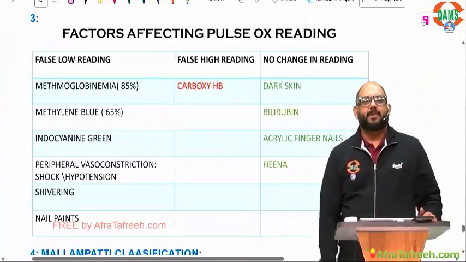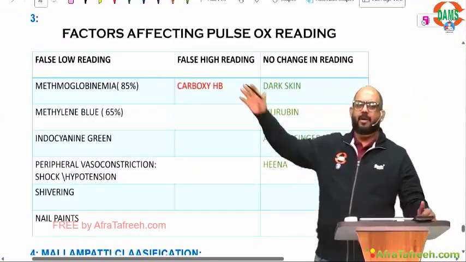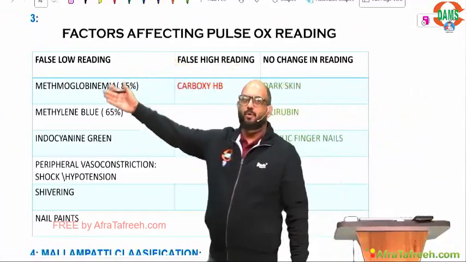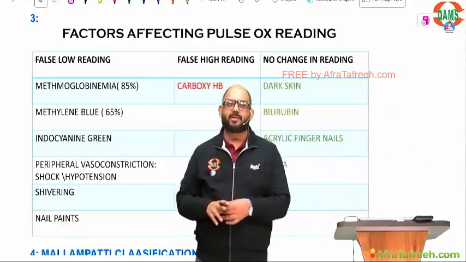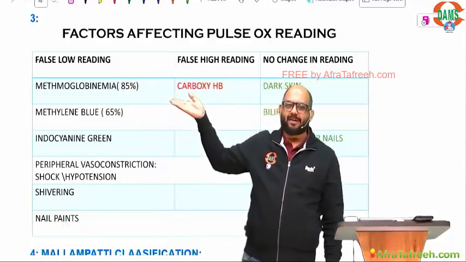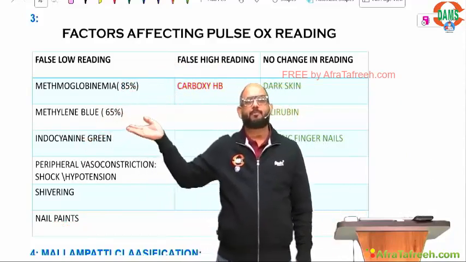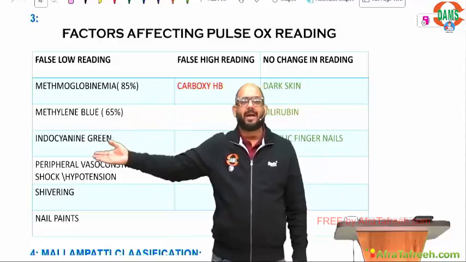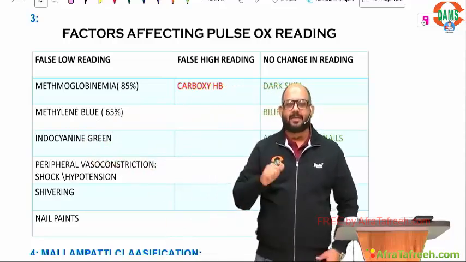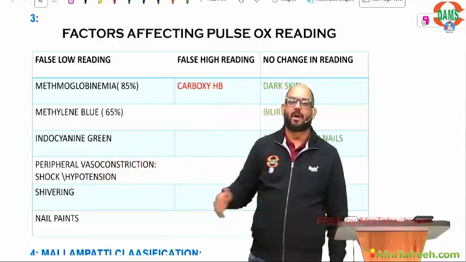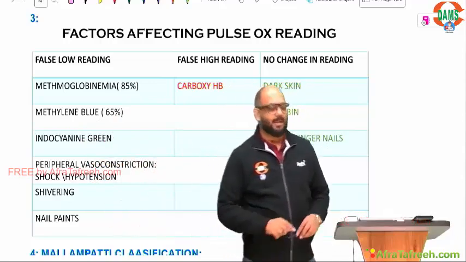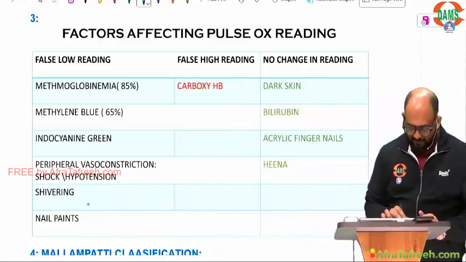Factors affecting pulse oximeter reading. Very, very important. 3 types of factors. False low reading, in which the patient's saturation is normal, but what you see on the monitor is lower. Methemoglobinemia, 85% saturation. Methylene blue, maximum decrease, 65%. Indocyanine green, a dye that decreases the saturation on the monitor. Peripheral vasoconstrictive states like shock, hypotension, shivering, and nail paints. Which nail paints have maximum effects? Blue, purple, black.